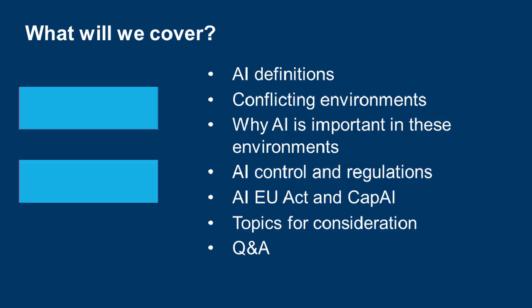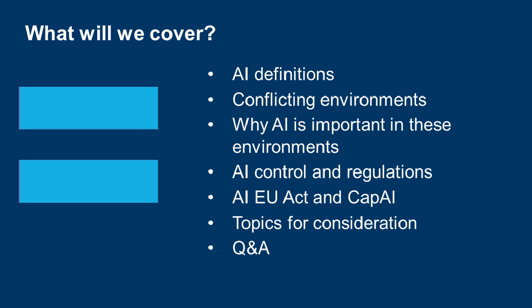So what are we going to cover today? First of all, I always like to start my webinars with a bit of definitions. Artificial intelligence is often used in different circumstances, so it's always good to get a fundamental understanding of what I mean by artificial intelligence and any other phrases that I use as part of that. We're then going to look at conflicting environments. So what actually do I mean by conflicting environments within this context? And also, why is AI important in these environments?